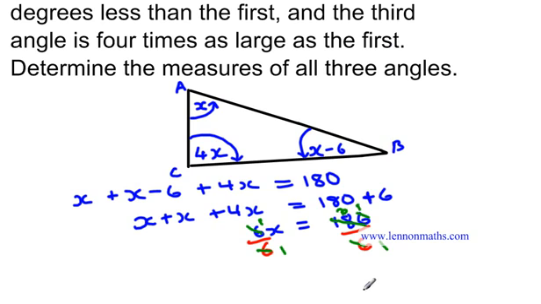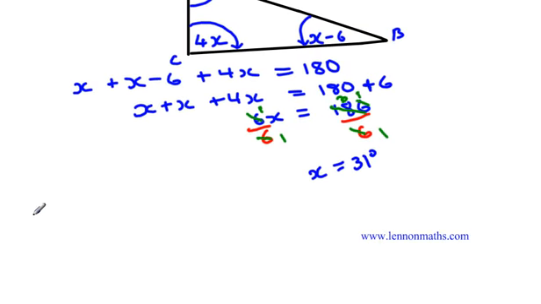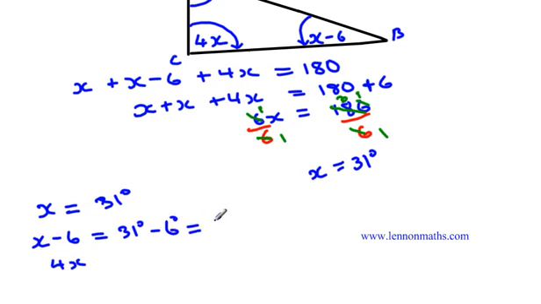So my answer is X is equal to 31. Remember, we're talking about degrees. This angle is 31 degrees. Now to find the others, let's put down what my angles are. The first angle is X. The second one is X minus 6, and the third is 4X. So it's going to be 31 degrees for the first angle. The next one is 31 degrees minus 6 degrees, and that would be 25 degrees.